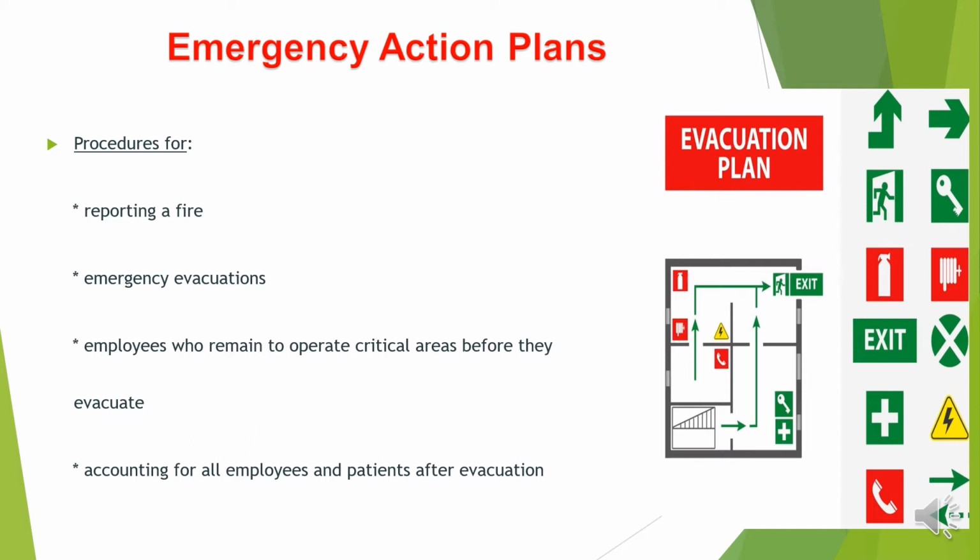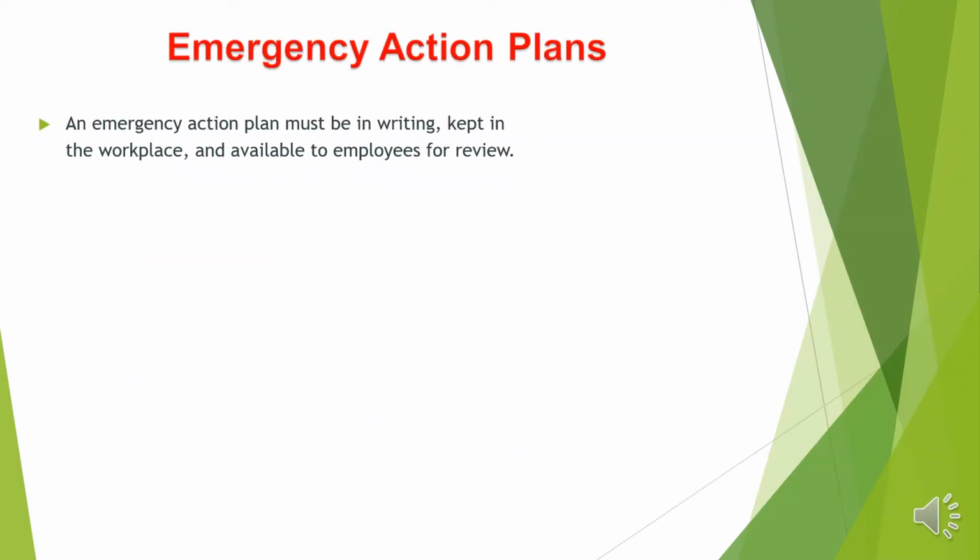And those are the elements of the fire plan. You have to have a system, exit doors, extinguishers, a fire suppression system, a fire alarm system, how to call, who will do it, who's responsible for it, and what kind of teams have to be formed when they are called to fight the fire. An emergency action plan must be in writing, kept in the workplace, available to everyone.